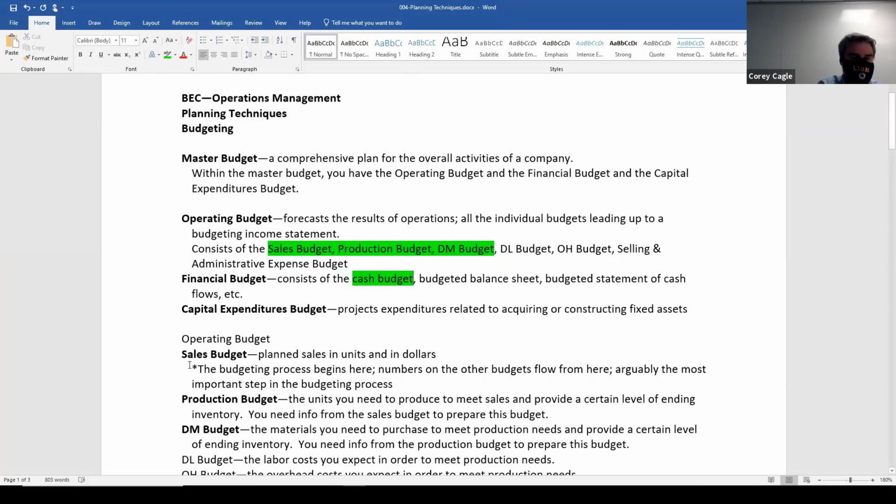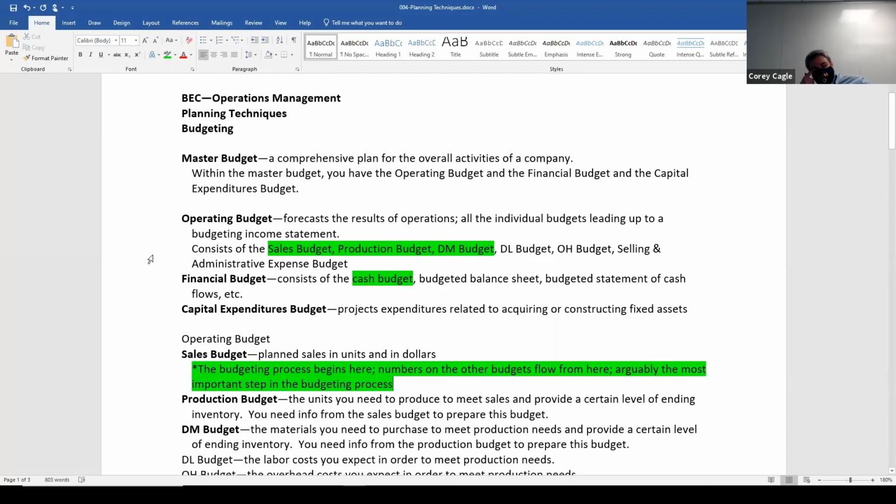Something that's really important to take note of, if you don't already know, is that in the budgeting process, your sales budget, everything flows from there. If you had a budget in an Excel spreadsheet and it was all formulas, if you change that sales number, it would flow through and affect everything on it, right? The sales budget number is very, very important. And it's done first. So you tend to see questions about that one way or the other. What's the most important step? What's the starting point? That kind of thing. So sales budget is the starting point.